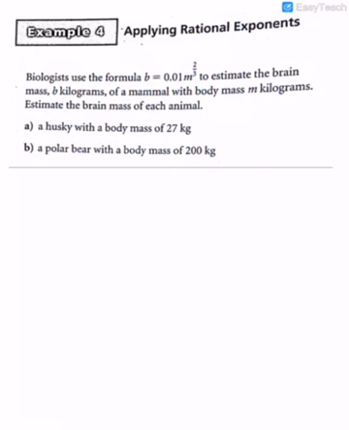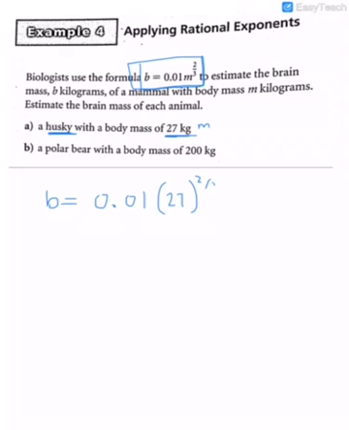Now the next thing we're going to look at is a word problem. These word problems, you're going to be given the formula that you need to use. So here it says you have a formula. B is the brain mass in kilograms, and M is the mass of an animal's body in kilograms. So we're talking about how heavy the brain is compared to how heavy the body is. So here we're going to start with a husky that has a body mass of 27 kilograms. So that's going to go in the spot for M. So B equals 0.01 times 27 to the power of 2/3.